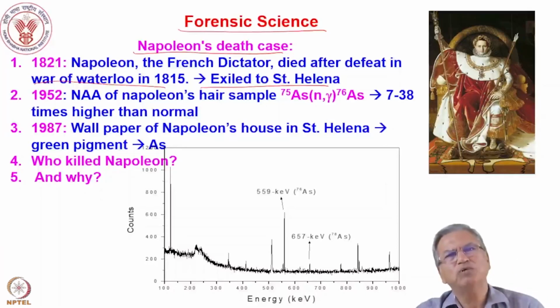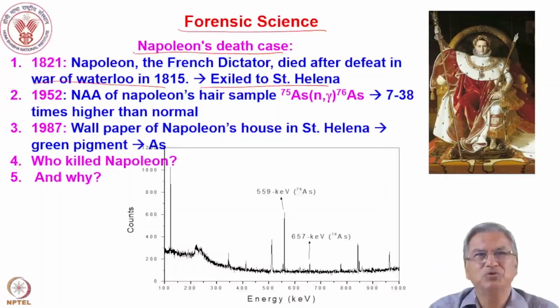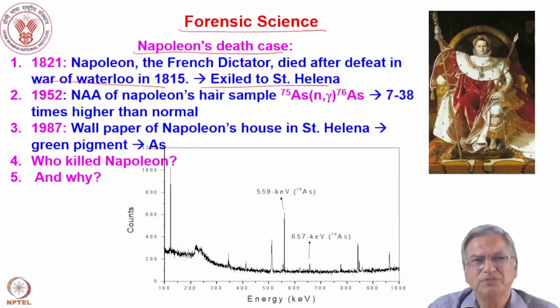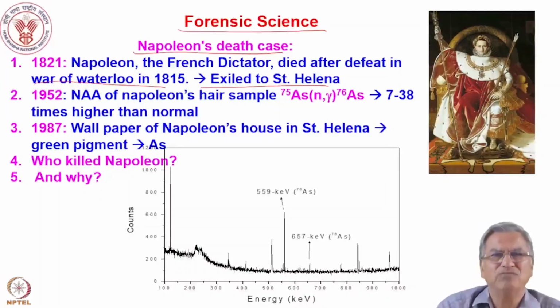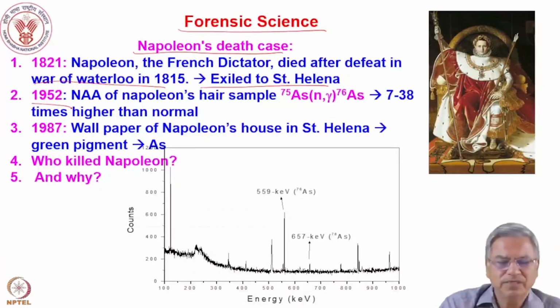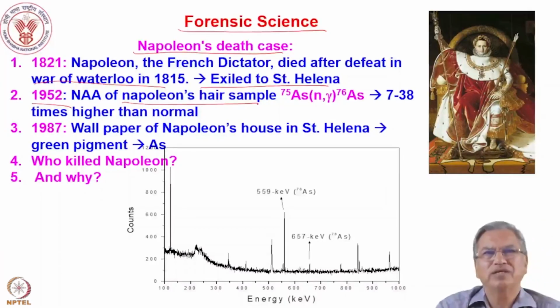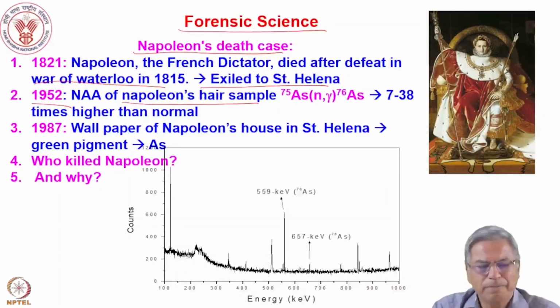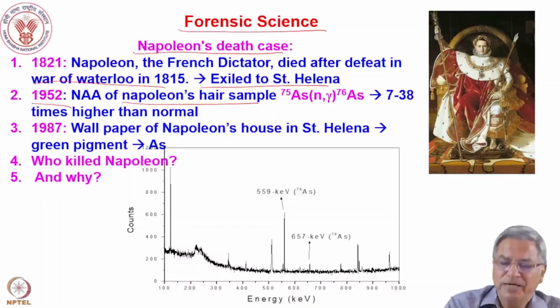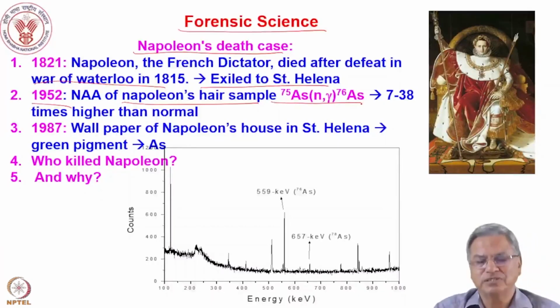There were a lot of speculations about how Napoleon died, whether he was poisoned or not. It is a long time past, but still, since he was an emperor, some scientists wanted to investigate whether he died of poisoning or a natural death, because he was not very old at that time. So in 1952, hair samples of Napoleon were collected from St. Helena, and this hair sample was subjected to neutron activation analysis by neutron capture reaction on arsenic-75.